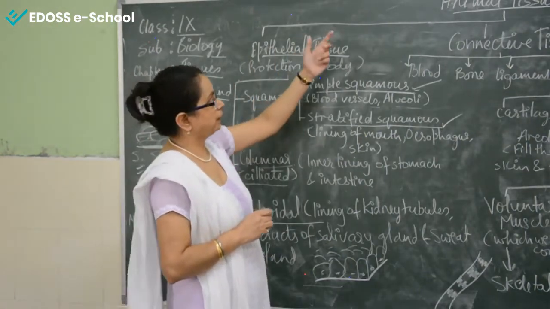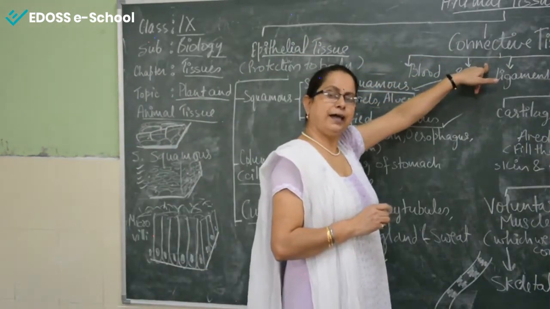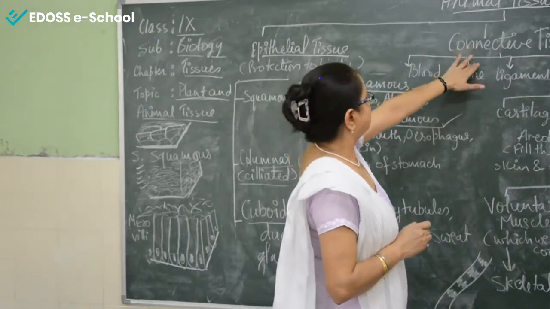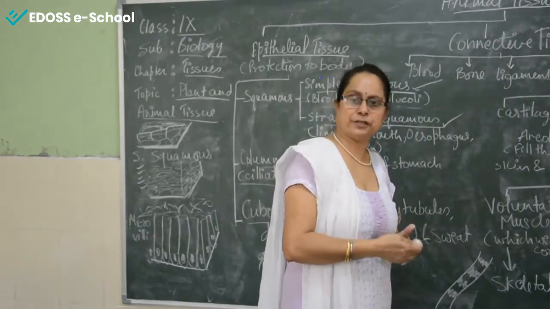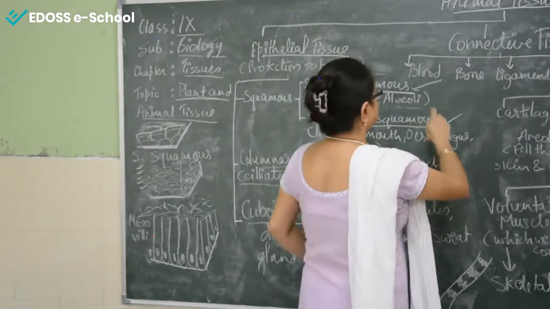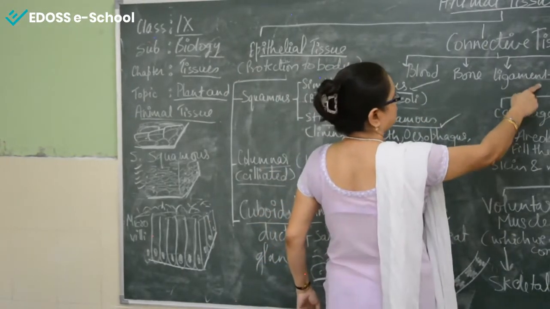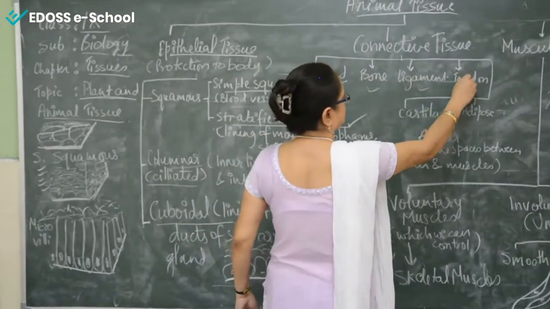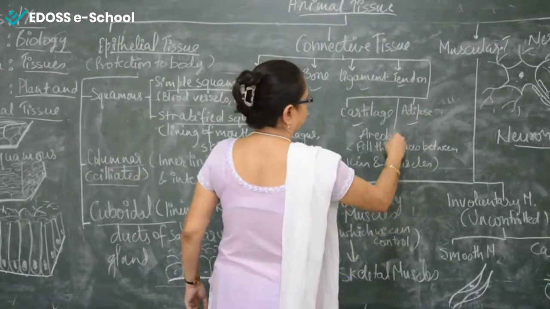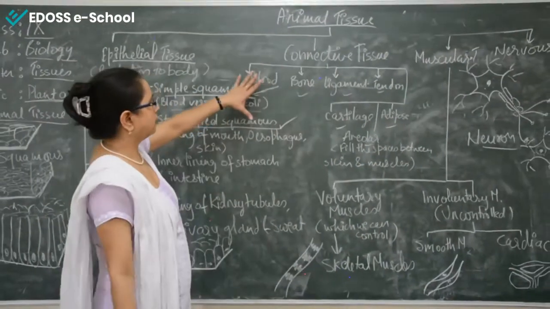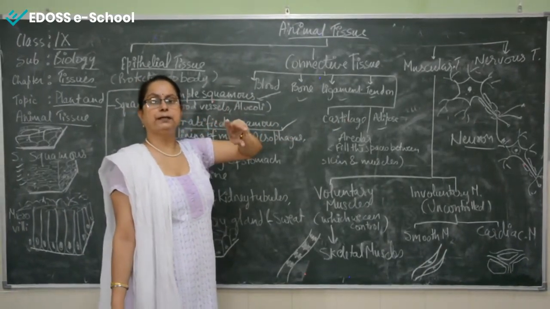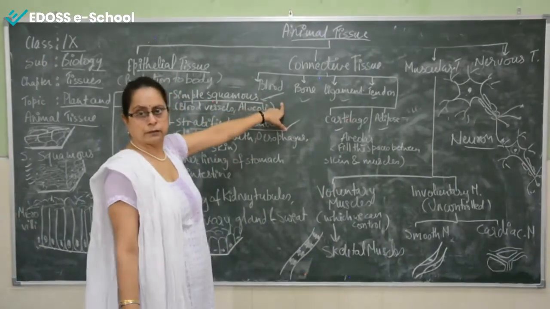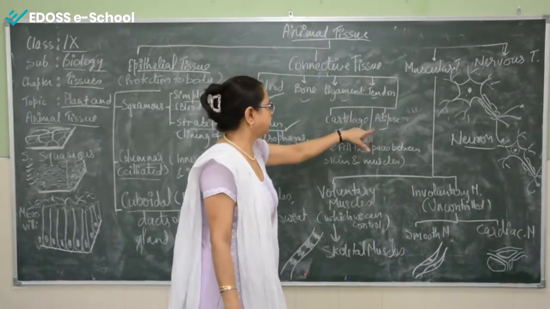Now we'll move to the connective tissue. As the name shows, it shows the connection. So here we discuss many types of connective tissue like blood, bone, ligament, tendon, cartilage, adipose and areolar tissues. These all are examples of connective tissue. The main two types of connective tissue are blood and bone.